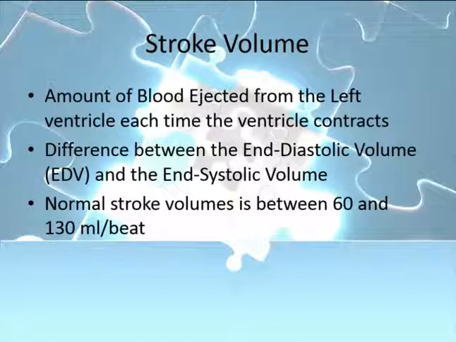Stroke volume is the amount of blood ejected from the left ventricle each time your ventricle contracts. It's the difference between your end diastolic volume and your end systolic volume. Normal stroke volume is between 60 and 130 milliliters per beat. End diastolic volume is the amount of blood in your left ventricle at the end of diastole, and end systolic volume is the amount of blood in the left ventricle at the end of systole.